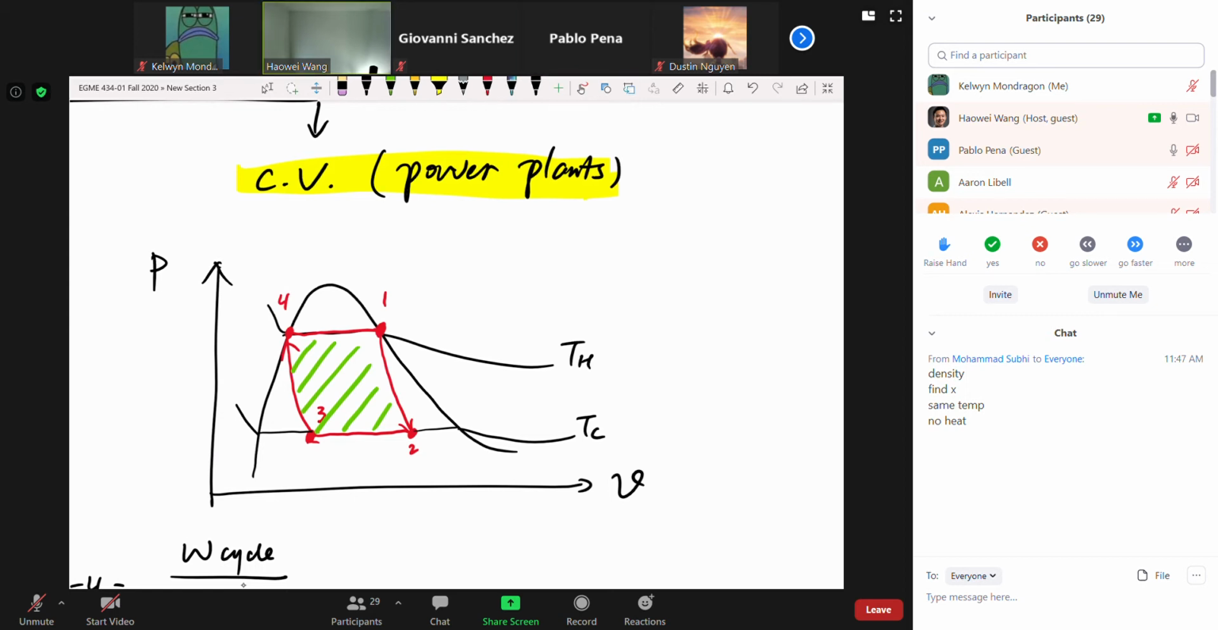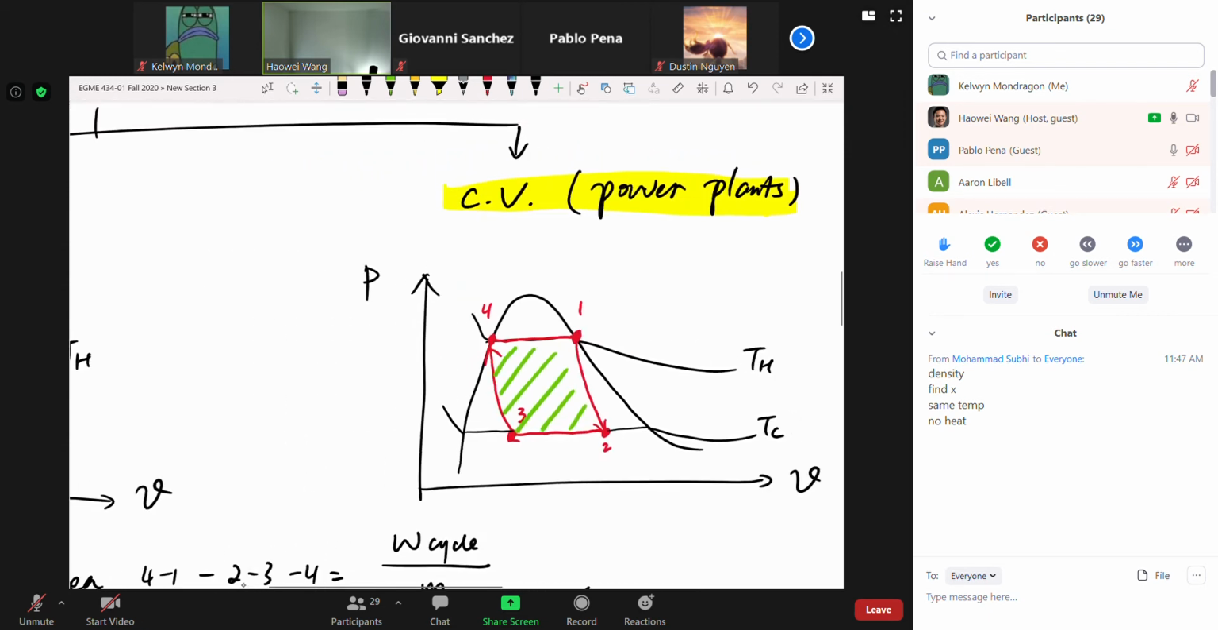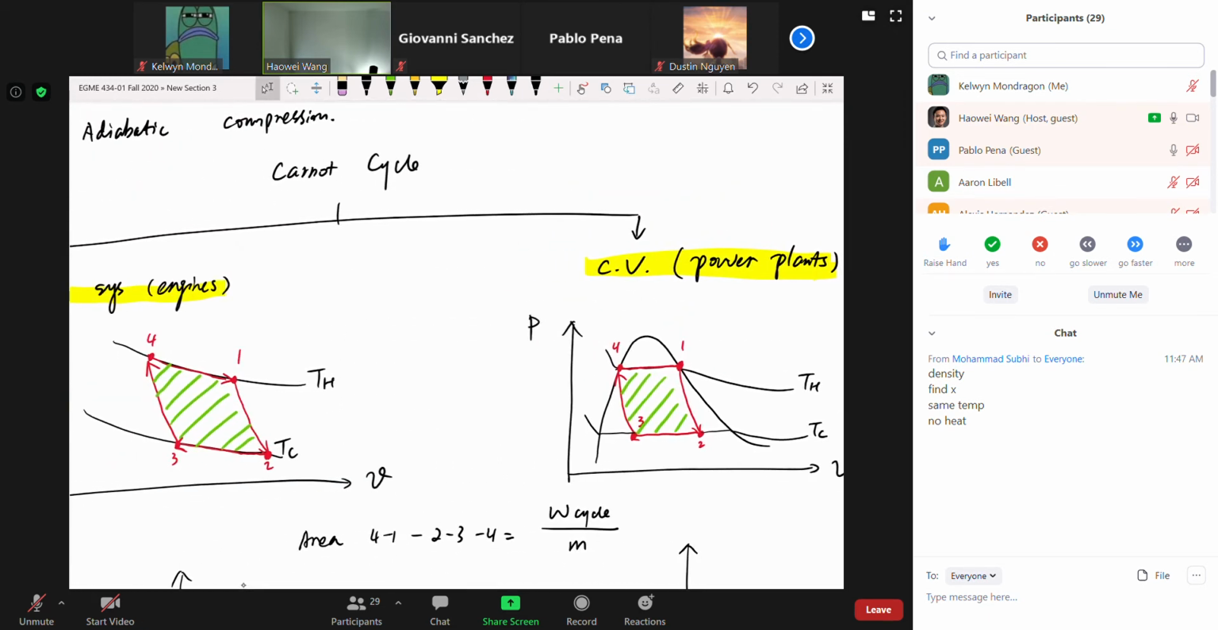All right, 2 to 3, same as before. Isothermal. So 2 to 3 has to remain on this TC line, which is a straight line. Number 3 is also a mixture. 3 to 4 has to curve up and to the left again, same reason, adiabatic compression. If you take a look at the 2 diagrams, they all have the same shape. The only difference is between 4 to 1 and 2 to 3.